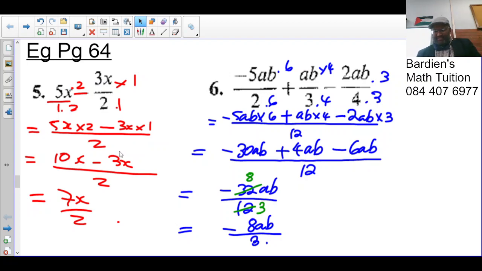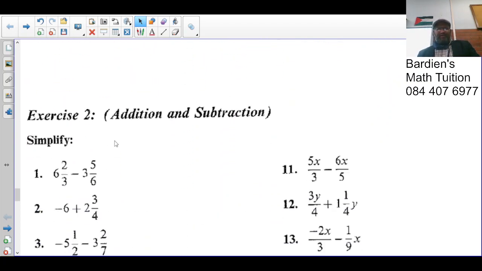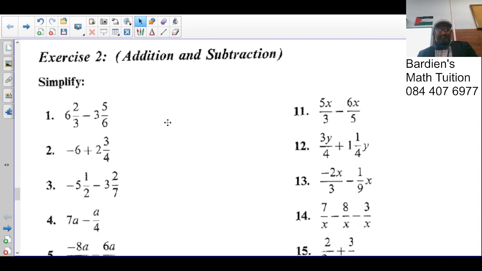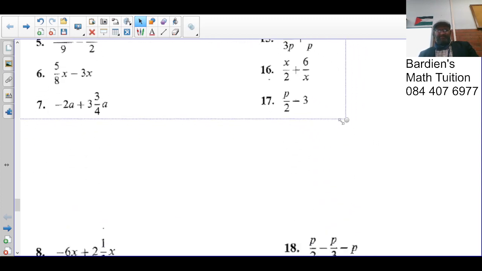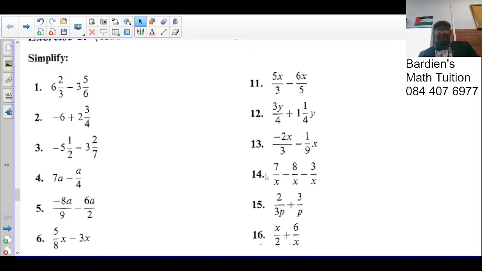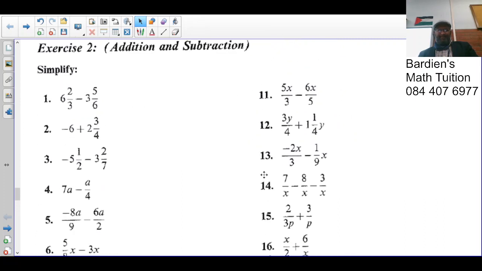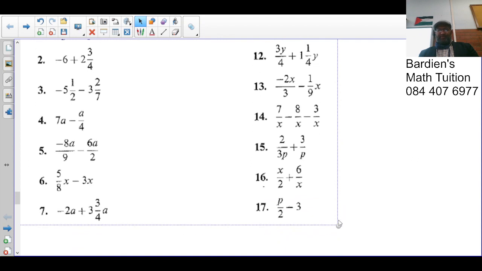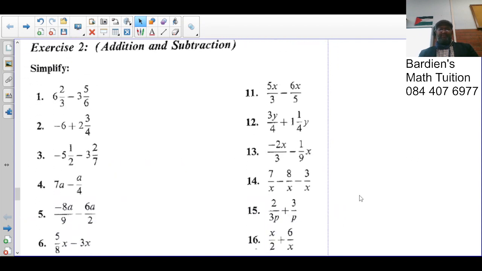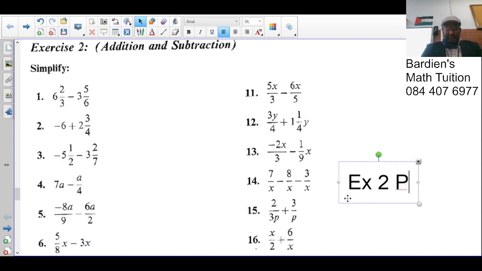Right, so that brings us now to exercise 2. Addition and subtraction. We're going to start with it now, okay? So I'm going to call you up row by row. I'm going to stop the video at this point. And then I will check your books as well. I'm going to sign your books. This is on page 64. This is exercise 2. Page 64.